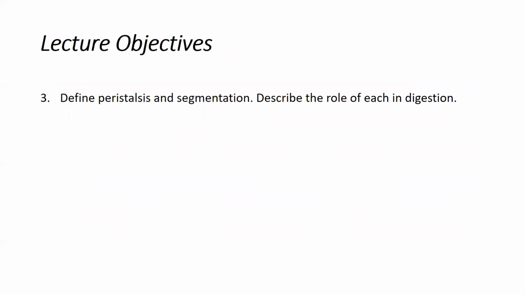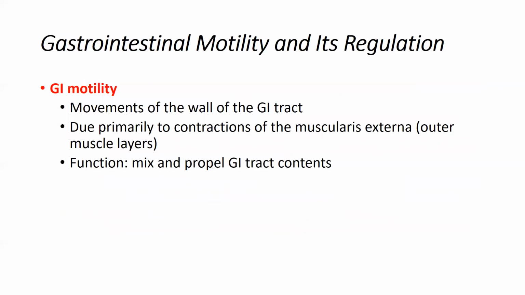Our final objective today is going to be defining peristalsis. We'll talk about segmentation, and this is really how substances are moved through the GI tract, so motility of the GI. Now, movement of the GI wall is a very important component in the movement of food through the GI. That is why there's such a thick muscularis externa. That thick, smooth muscle layer is really important in providing those vigorous contractions that propel food along.